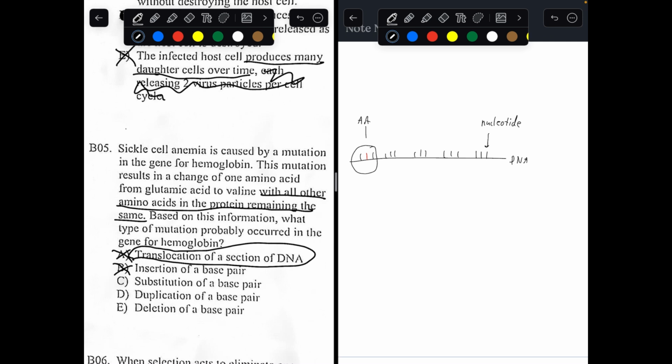Just the substituted codon is the one that's producing a different amino acid. Just one amino acid is being changed, so C would be the answer to number 5. But let's see D and E.